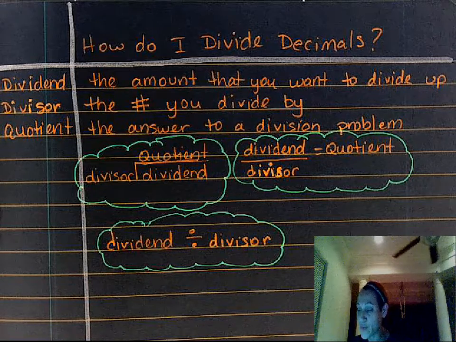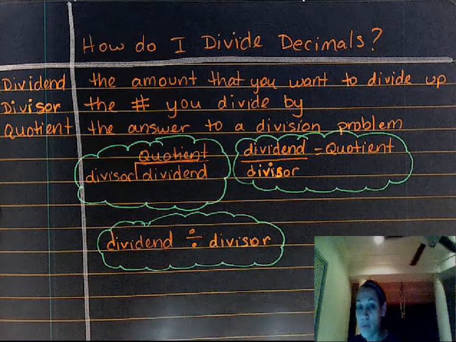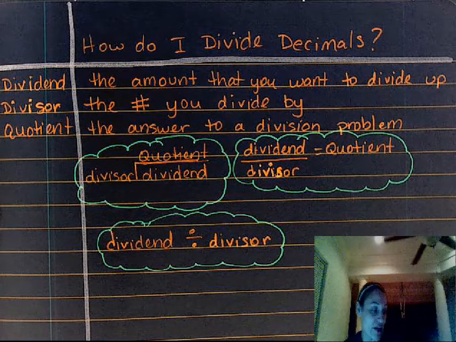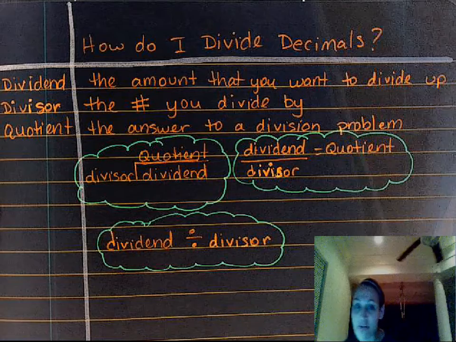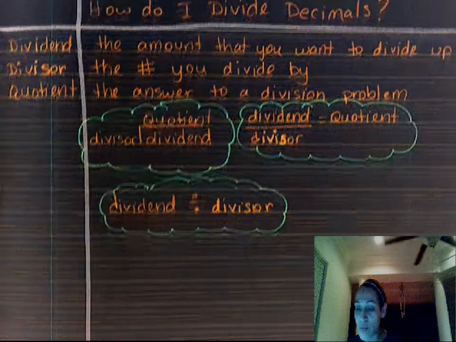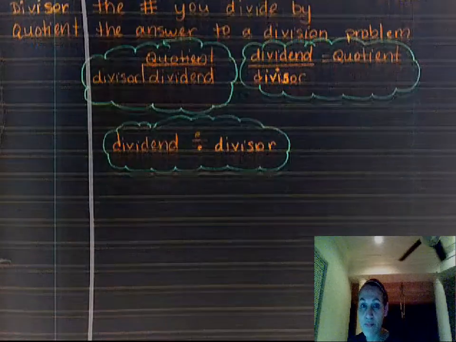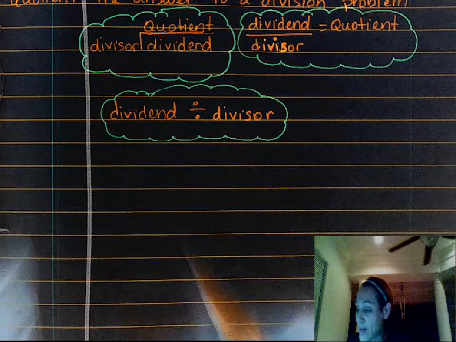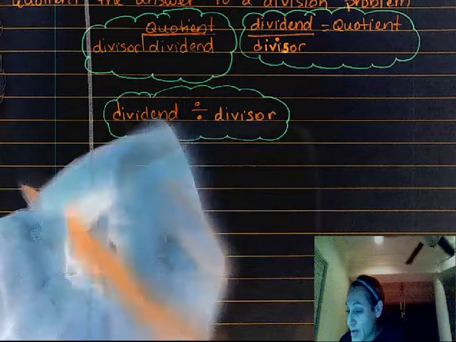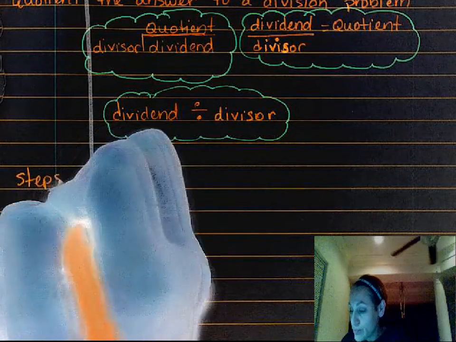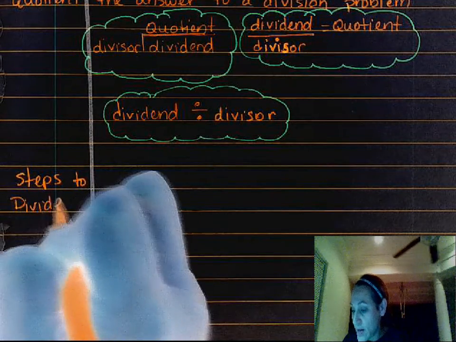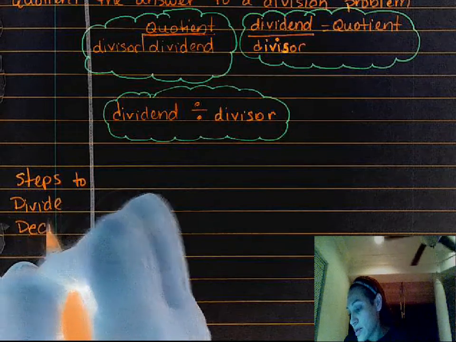Okay, so now we have some terms down. We know what's what there, right? So now we're going to take a look at our steps on how we would divide decimals. So let's move this up some. Alright, so there's some steps involved, just like when we multiplied decimals, we have steps to divide decimals.